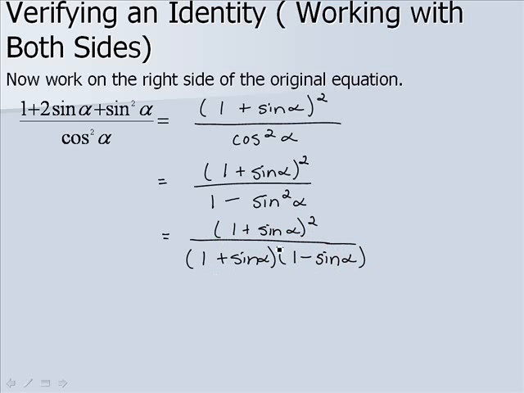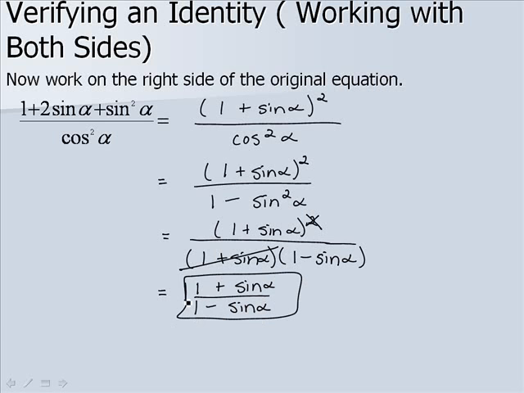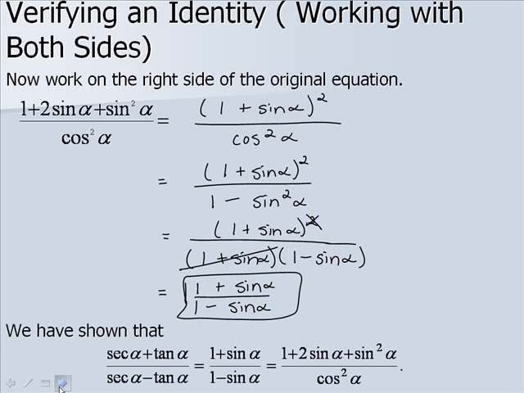So what we're then able to do is to cancel one of our groups here with 1 in the top, and we end up with 1 plus sine of alpha over 1 minus sine of alpha. So we've shown that our left-hand side is equal to this quantity and our right-hand side. And that's another way we can verify our identity, by showing that both sides are equal to a common term.